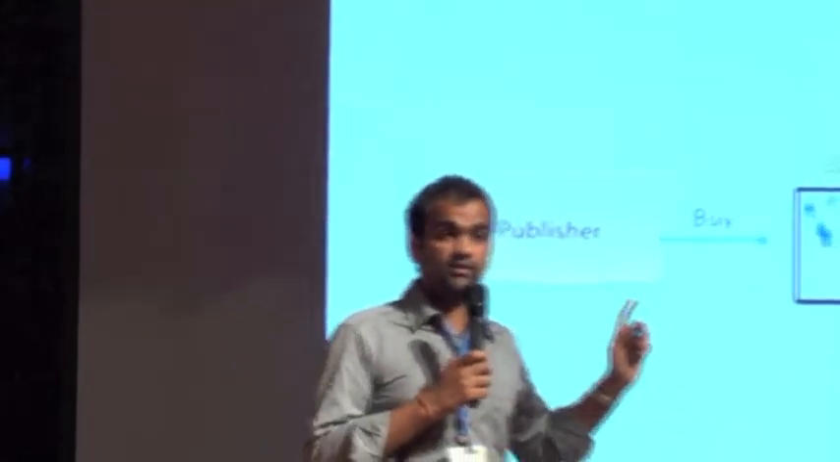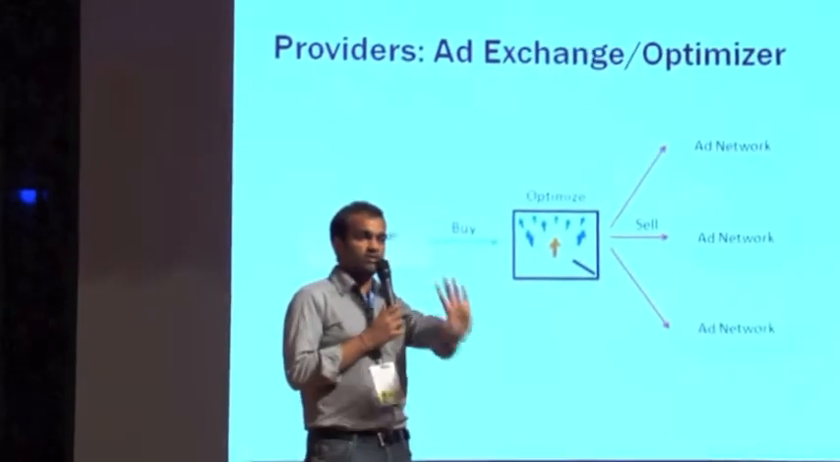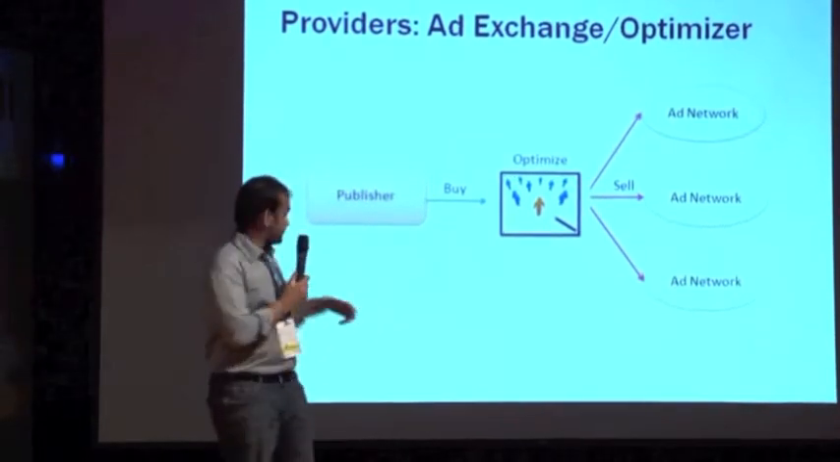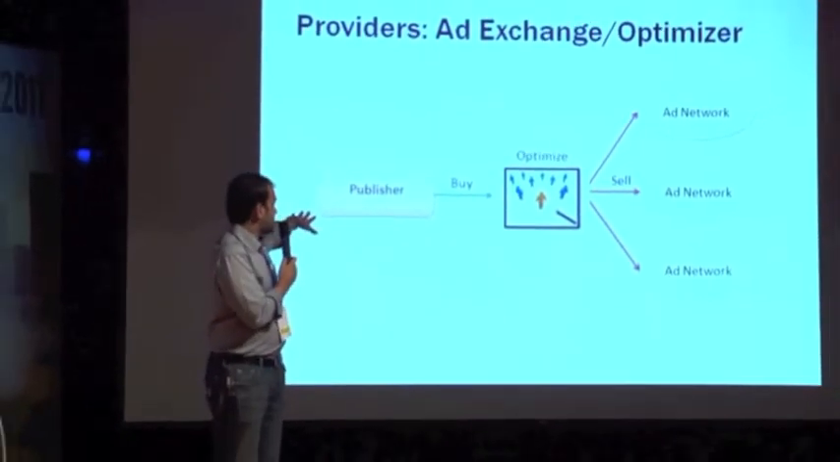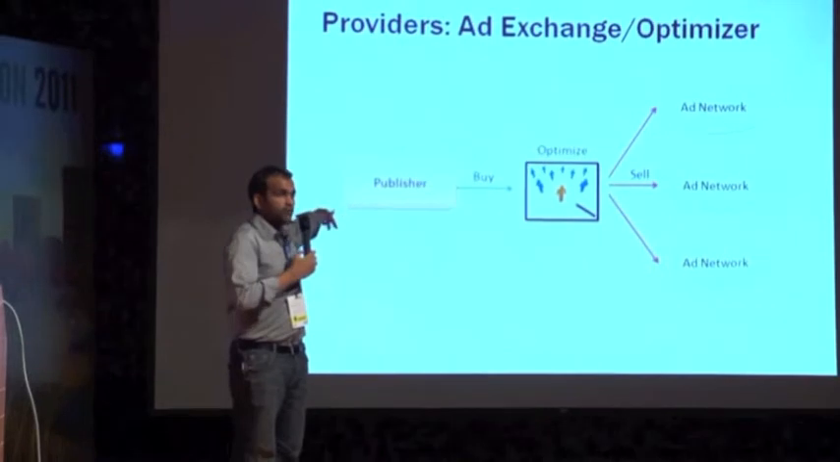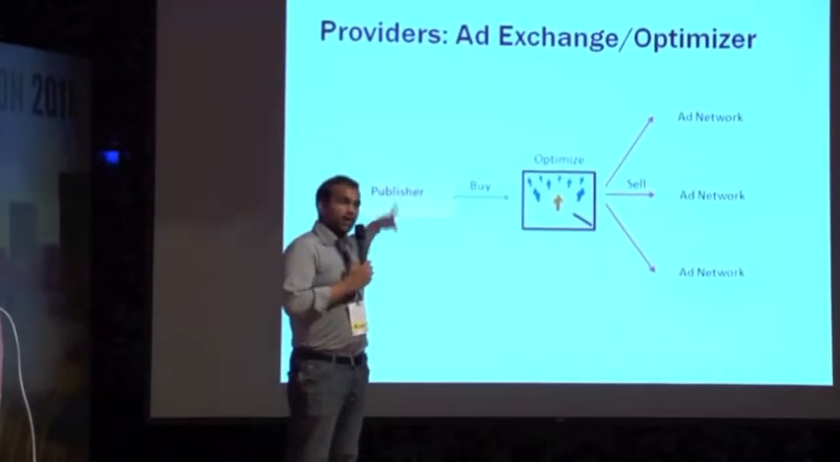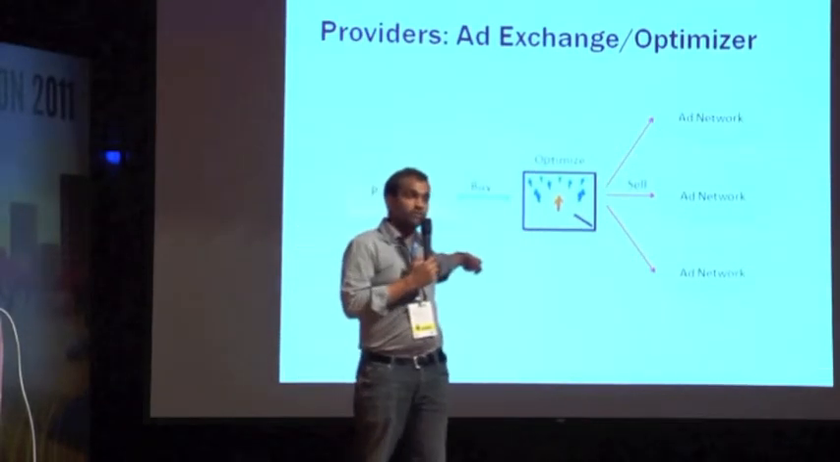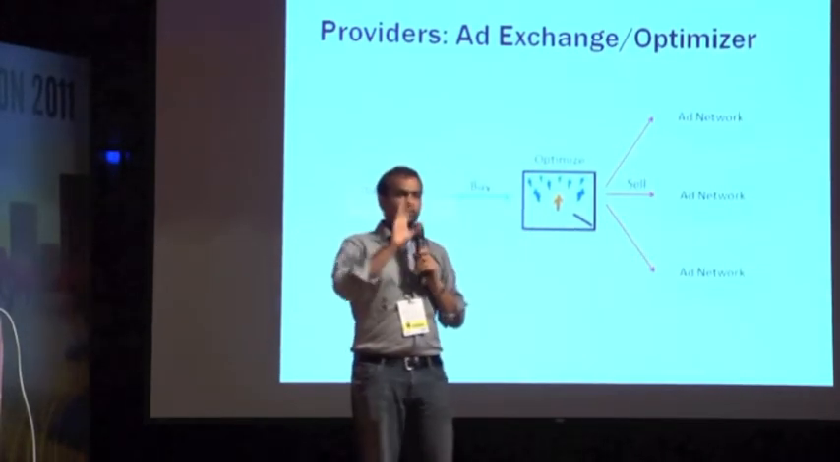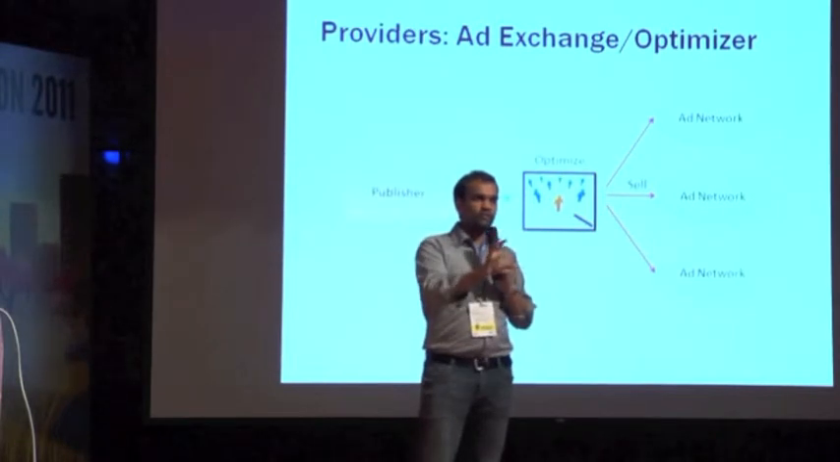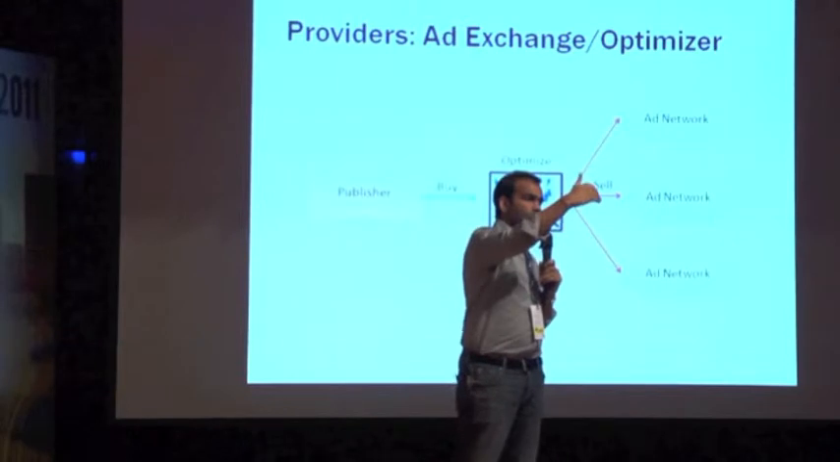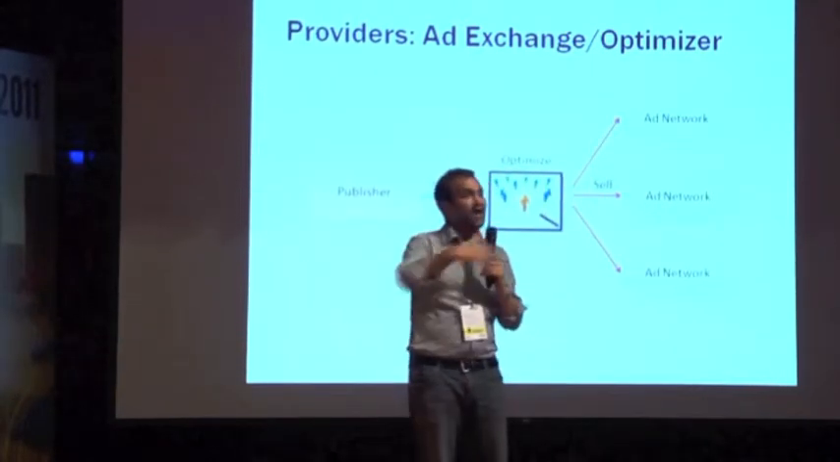Okay, so I'll try and speed up now. The next kind of provider. We talked about the ad network. The next kind is what we call the ad exchange or optimizer. In the previous diagram, we saw that the network is selling directly to advertisers. In this case, the network is now selling to ad networks. So you're a publisher, right? You integrate ads, and this optimizer is now pulling ads from various ad networks rather than advertisers.